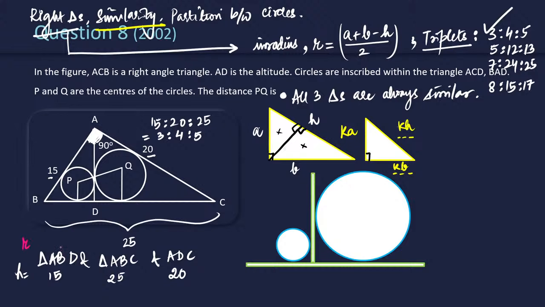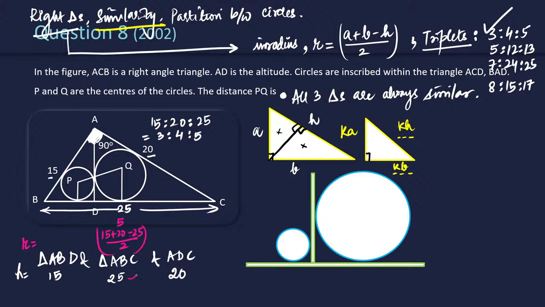What is the in radius? What is the in radius? मैं जरा इसको यहां से हटा के ऊपर लिख देता हूं. This thing is 25. What is the in radius of the largest triangle? 15 plus 20 minus 25 by 2. Right? ये आपको देगा 5. तो 25 के सामने 5 दिख रहा है.